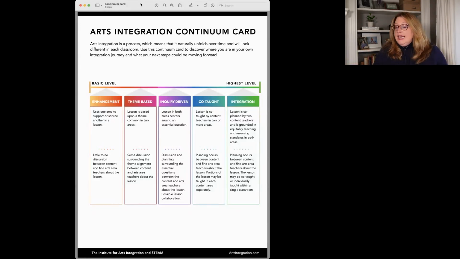I'm not connecting to standards at all. I'm not really worried about all of that. I'm thinking about this common theme. That is theme-based instruction.